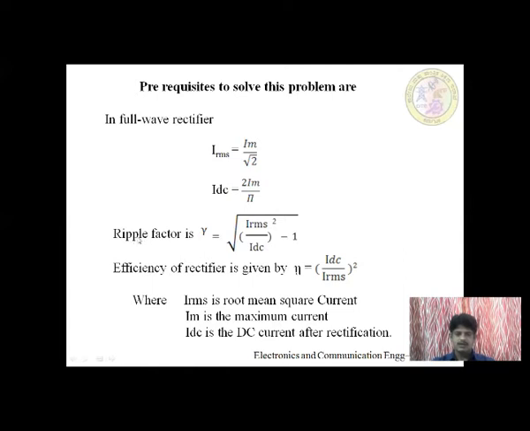Then we can calculate the ripple factor. So what is the ripple factor equation? Ripple factor gamma is equal to the square root of (IRMS by IDC) whole square minus 1. This is the equation of the ripple factor. And to calculate the efficiency, the equation is eta is equal to (IDC by IRMS) whole square. If you remember these four equations, you can solve this problem. Okay, so let's solve this problem.